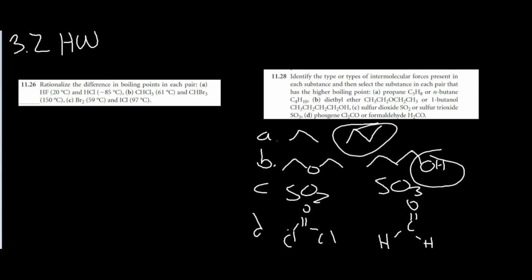And then with SO2 and SO3, SO2 is smaller overall than SO3, so SO3 has greater molecular weight, therefore SO3 has the higher boiling point. And then finally with D, phosgene and formaldehyde, phosgene's on the left, formaldehyde on the right. They have the same molecular structure, except phosgene has 2 Cl atoms and formaldehyde has 2 hydrogen atoms. Since phosgene has 2 chlorine atoms, which are much larger overall, it will have the higher boiling point. So that's that on those two problems.